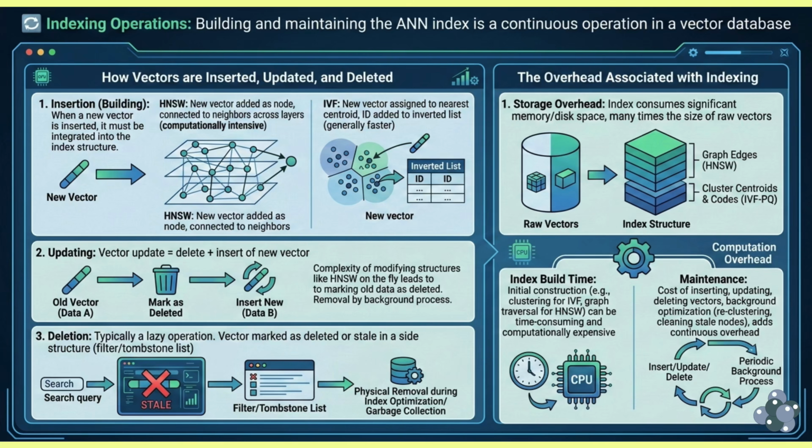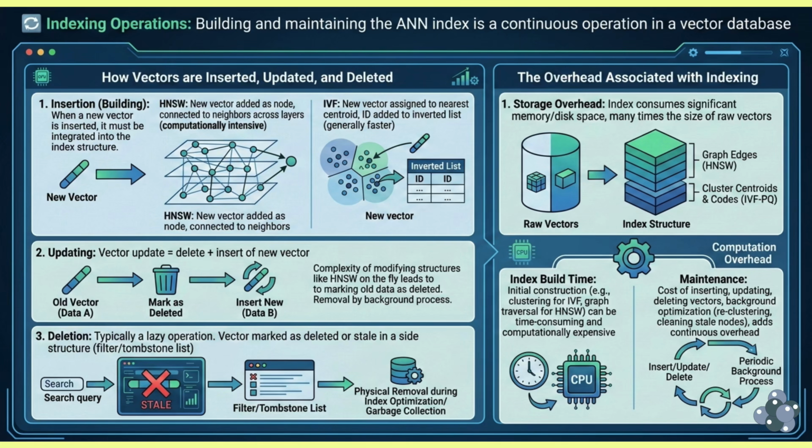The complexity of ANN indexing creates significant overhead compared to simple key value storage. The index structure itself consumes significant memory and disk space, often many times the size of the raw vectors.